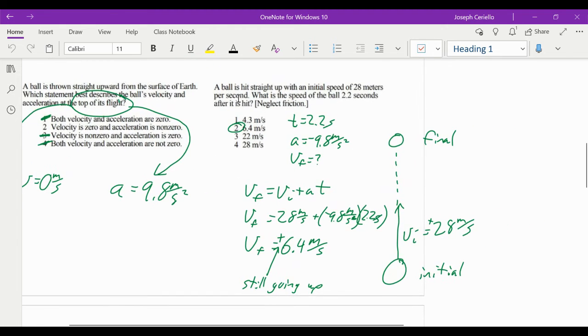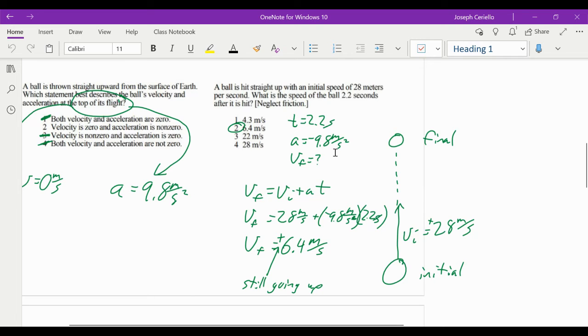This one says a ball is hit straight up with an initial speed of 28 meters per second. What is the speed of the ball 2.2 seconds after it's hit? So we have the initial velocity, 28 meters per second. We don't know the final velocity. That's our unknown. We don't know if it reaches the highest point yet. We know the time is 2.2 seconds. We know the acceleration is negative 9.8 meters per second squared because it is hurting or slowing down the initial velocity.